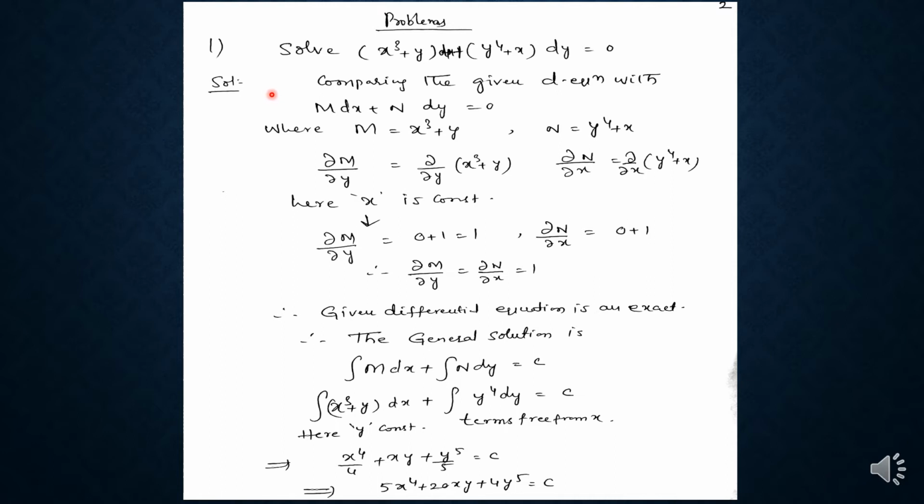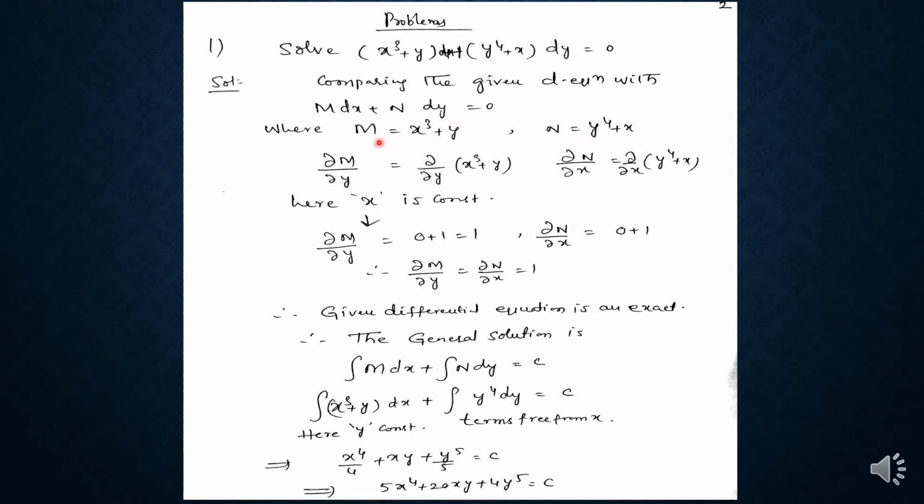So once again, see in what way we solved the problem. What is the procedure? To check whether it is an exact equation or not, compare the given differential equation with the general form of the exact differential equation, that is M dx plus N dy is equal to 0. By comparing these two equations, M is equal to x cube plus y and N is equal to y to the power of 4 plus x.